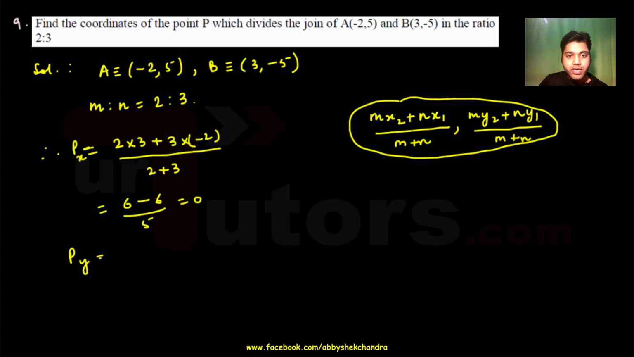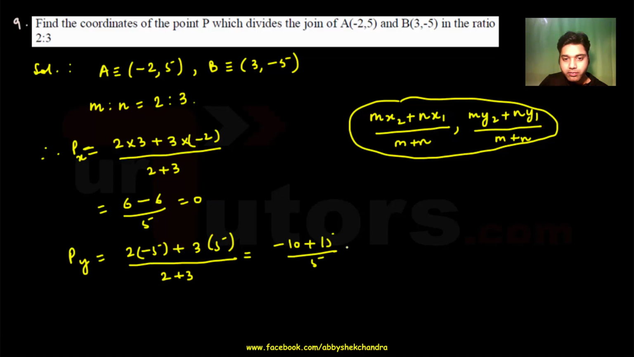What about the y coordinate? The y coordinate of P would be given by (my2 plus ny1) divided by (m plus n), which will be equal to what? Minus 10 plus 15 by 5. This will be equal to 5 by 5, equal to 1. So therefore the coordinates of P will be given by (0, 1).